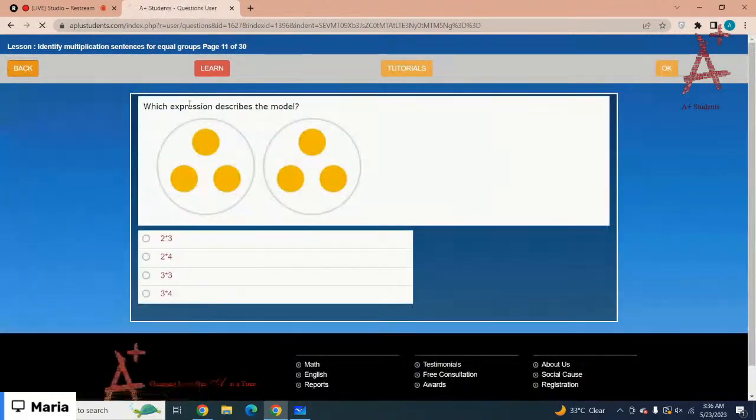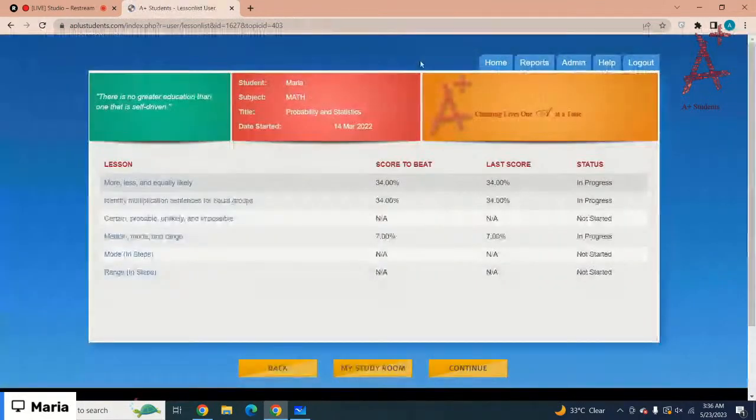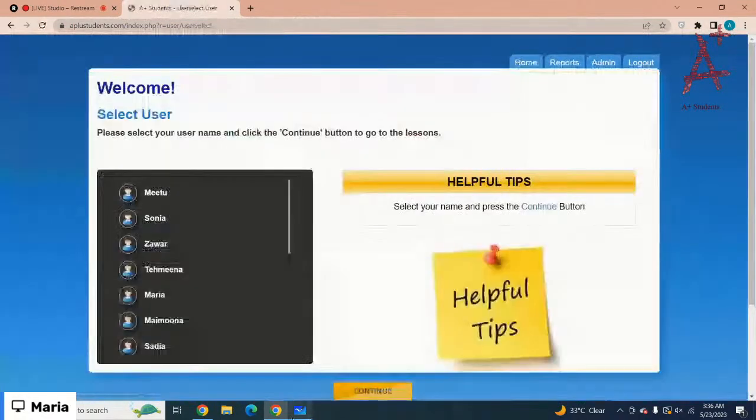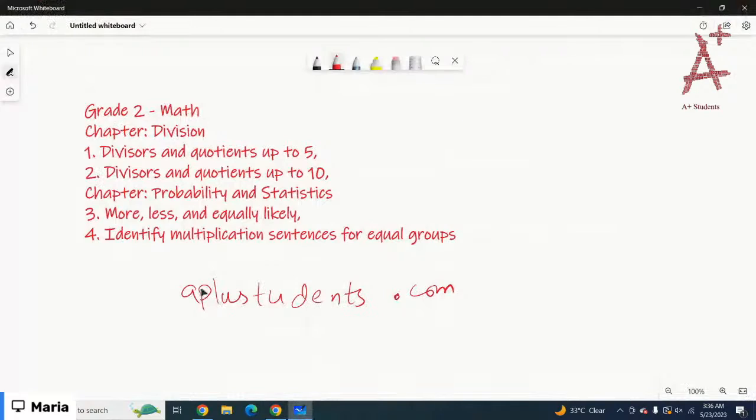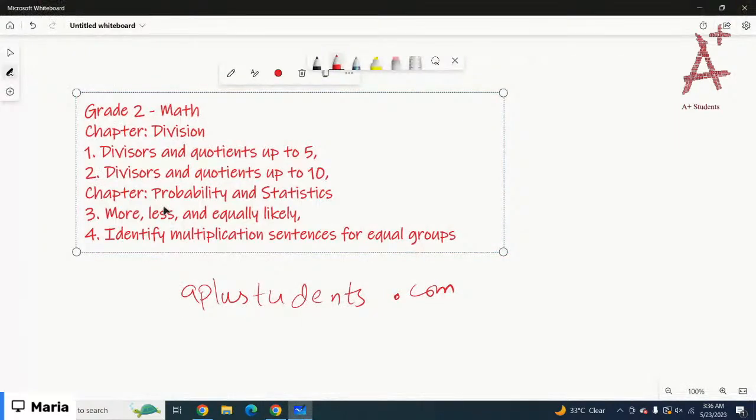So we were working on grade 2 maths. The chapter we have started is division. The lessons we have covered today are divisors and quotients up to 5, and divisors and quotients up to 10. Then we started the chapter probability and statistics. The lessons we have covered are more, less, or equally likely, and identify multiplication sentences for equal groups.